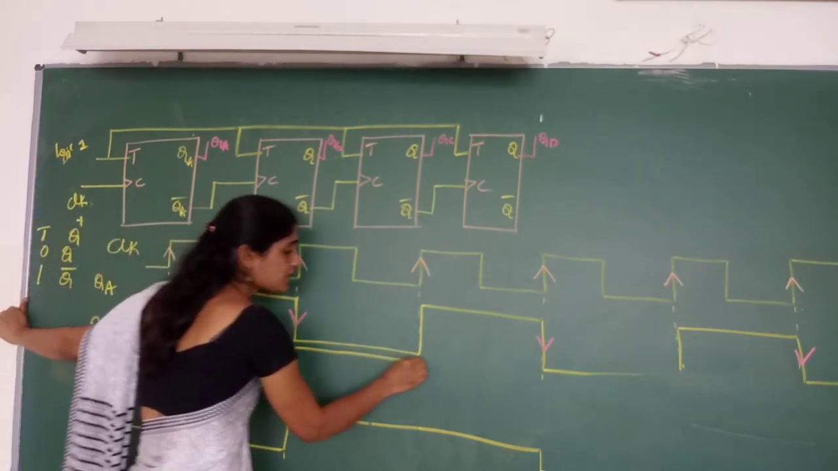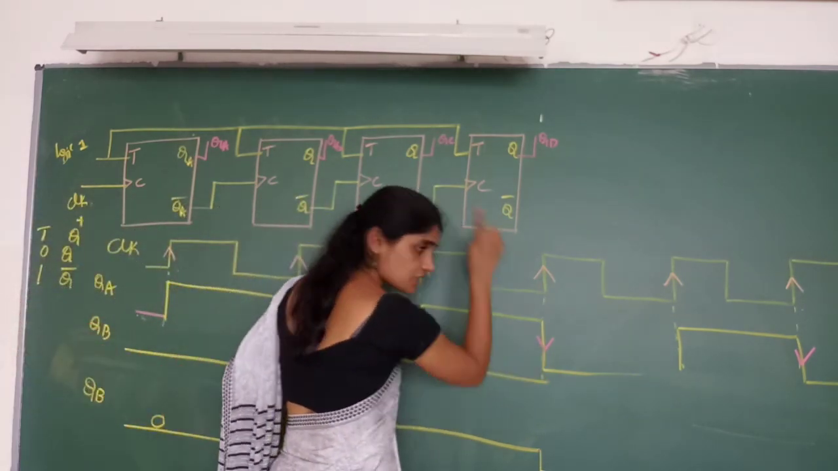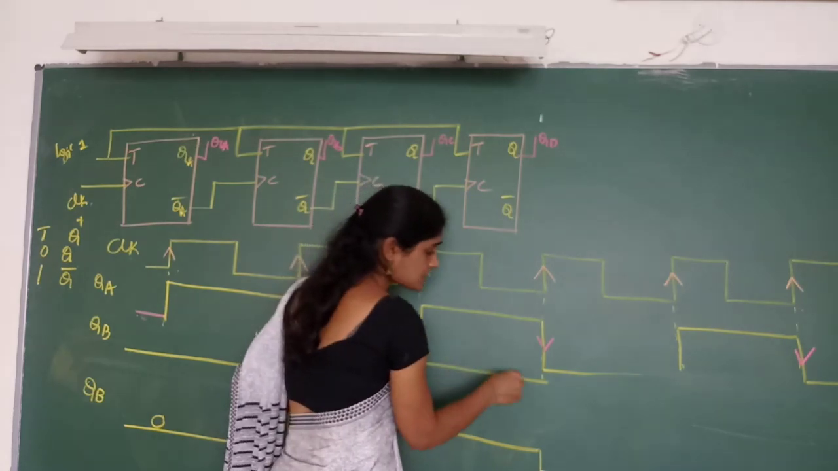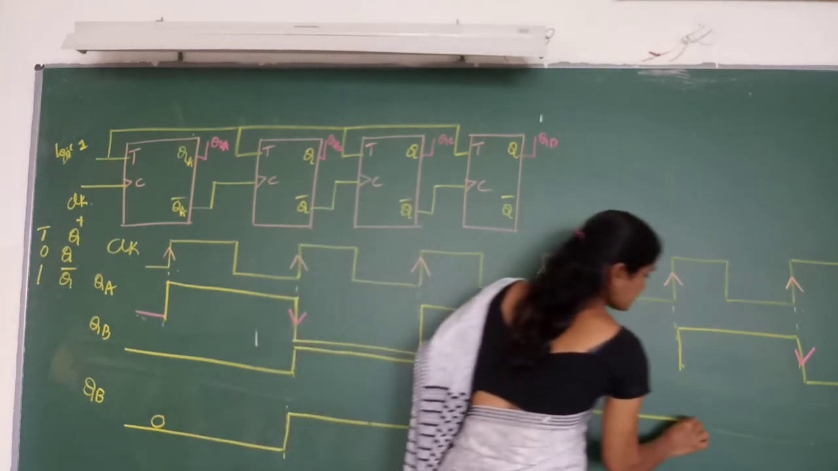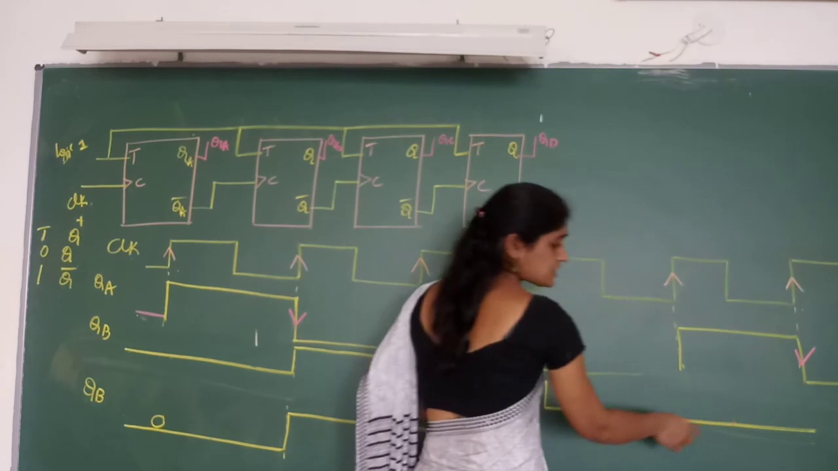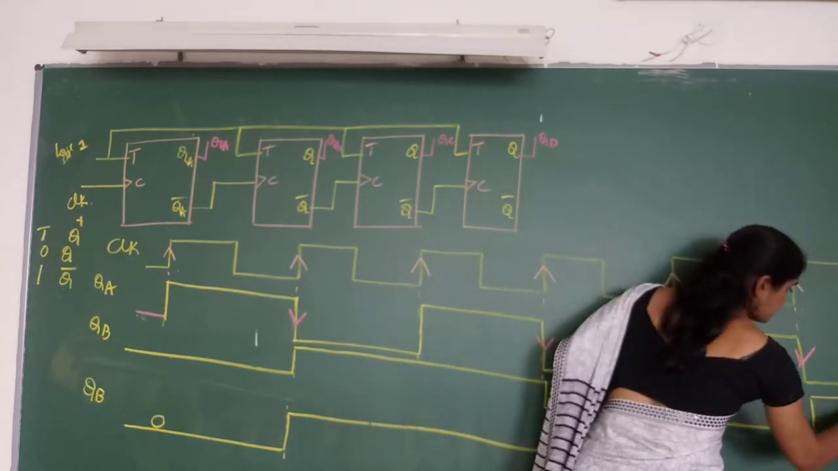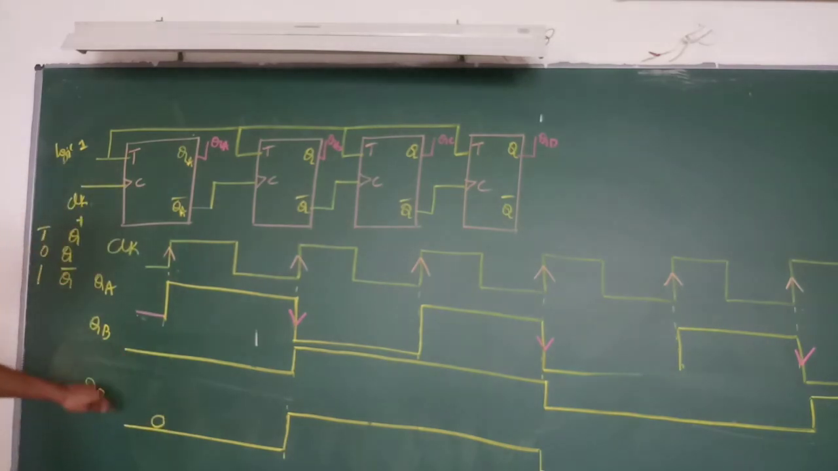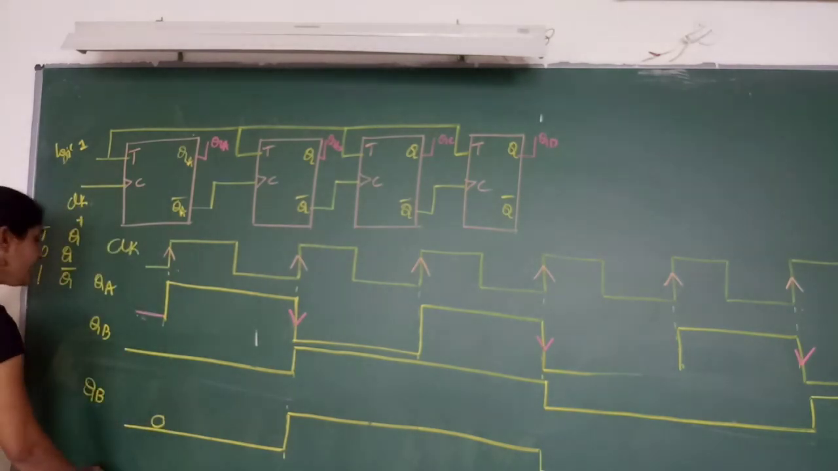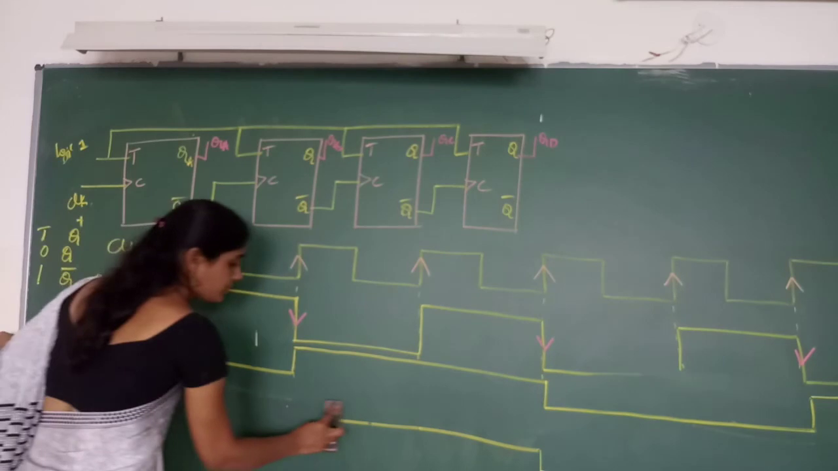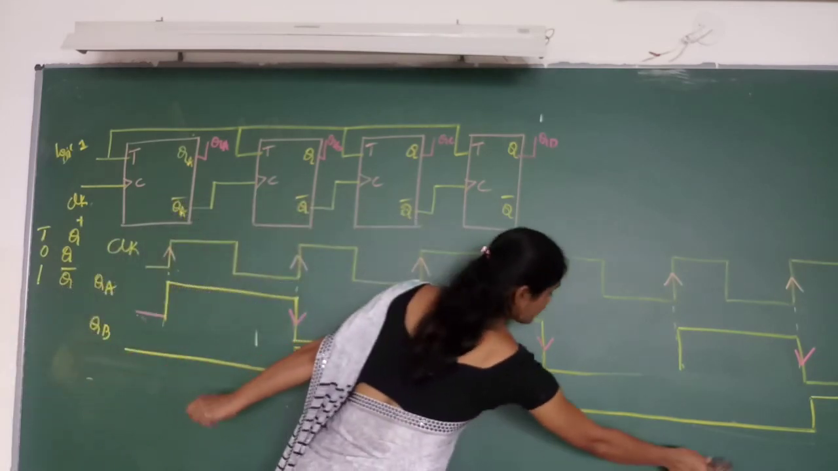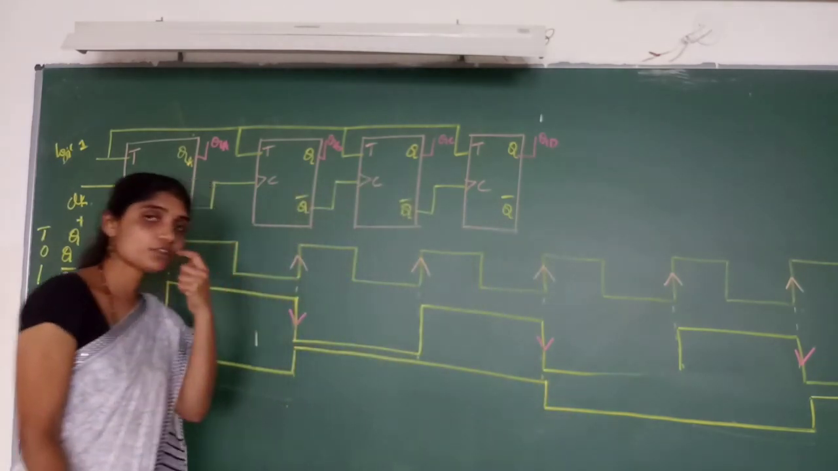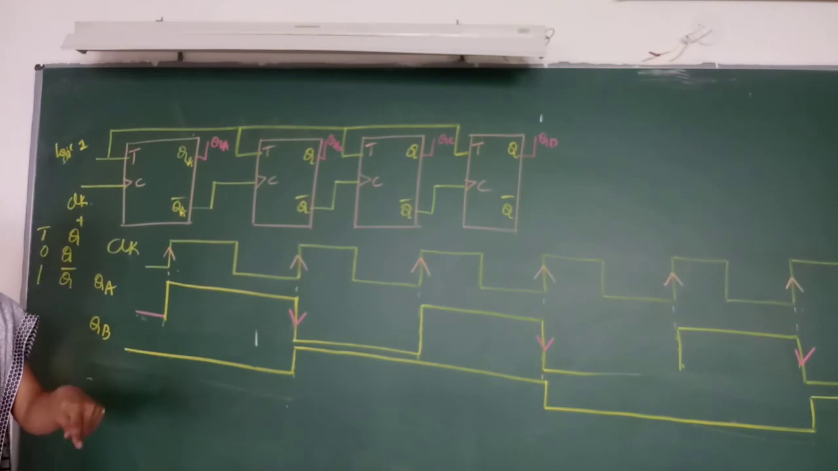It will be 1 till the next negative edge. At the negative edge, T is 1, the previous state is 1, and now it will become 0. At the next negative edge, the previous state is 0, and now it will become 1. Correct? So we get the same output, same QB. You need not write QA bar. You can write QB at the negative edge of QA itself.